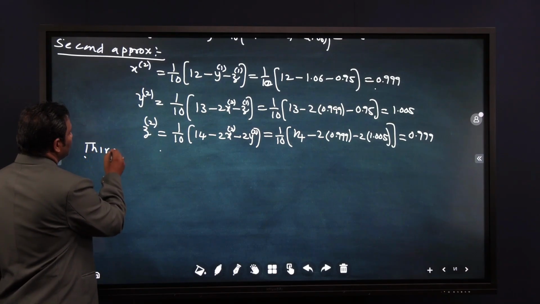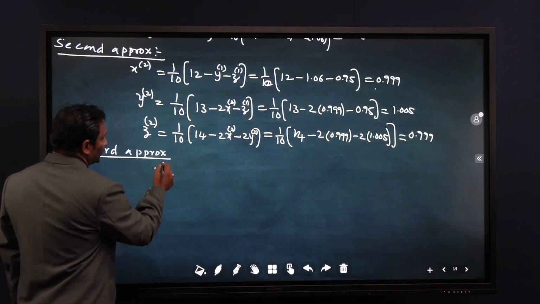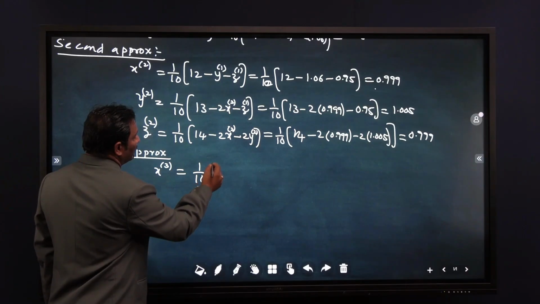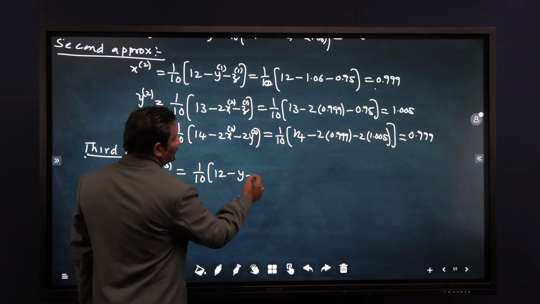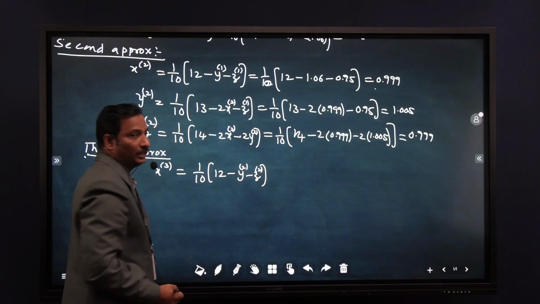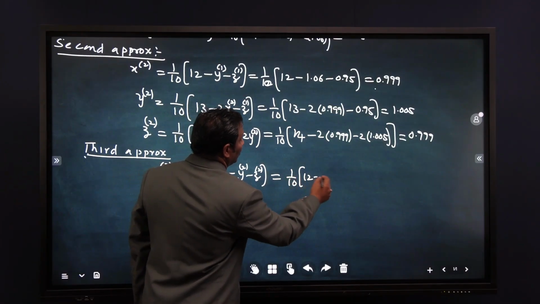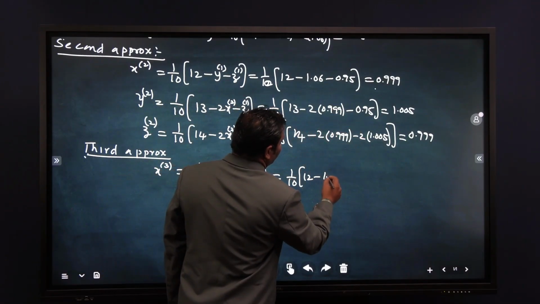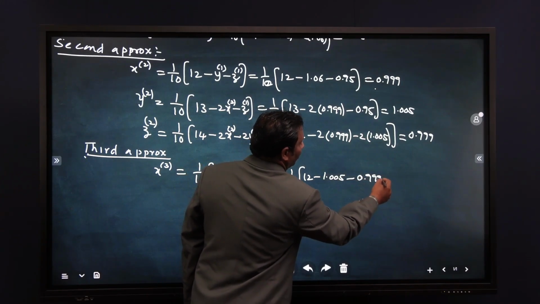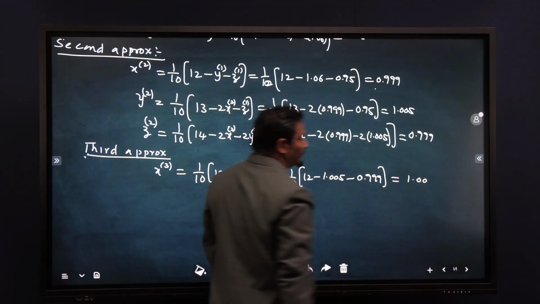The third approximation is of x, y and z. So x third approximation is defined as 1 by 10 times of 12 minus y minus z. Now we need to use the previous second approximated values, y second approximation value and z second approximation value. So 1 by 10 times of 12 minus y second approximated 1.005 minus z second approximated 0.999. On calculating, we'll get it as 1.00.